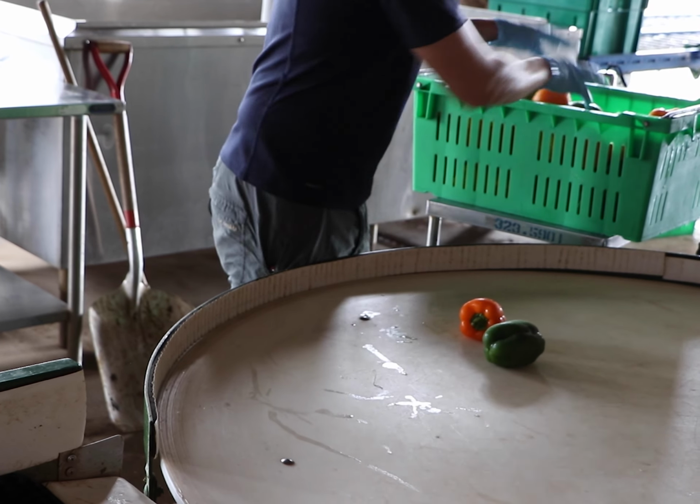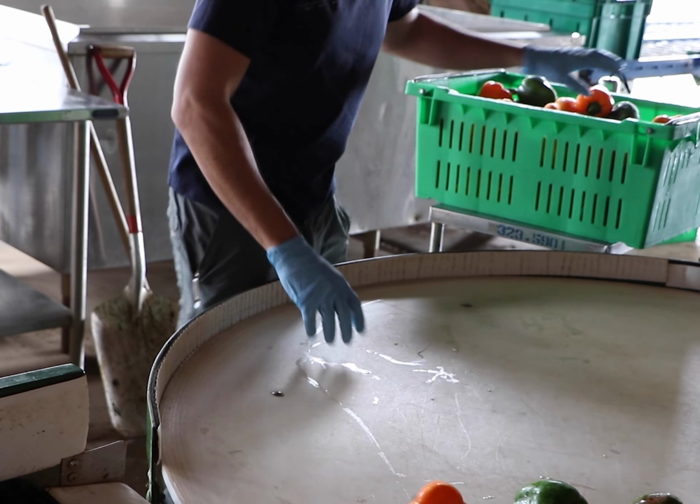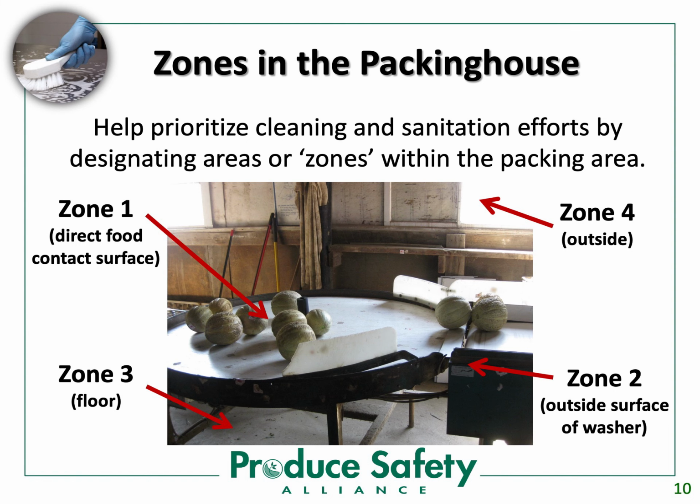Once these areas are addressed, you can then direct your attention to Zone 2. These are the areas immediately adjacent to Zone 1, followed by Zone 3, which are areas adjacent to Zone 2, and lastly your effort should be directed to Zone 4, which include any areas outside of the packing or produce handling environment that could impact the safety of the produce.